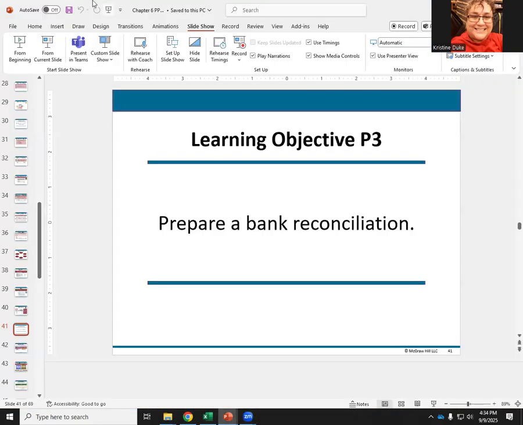Let's come back over. Okay, prepare a bank reconciliation. So what do you need for bank reconciliation? You need a couple of things. You need last month's bank reconciliation. You need the bank statement, and you need a check register for this month. Last month's bank reconciliation is internal. The bank statement is external, and your check register for this month is internal.